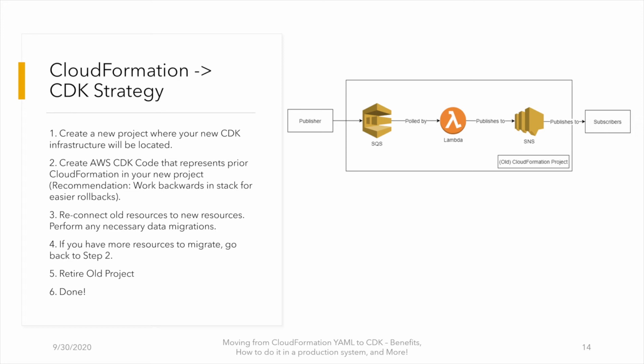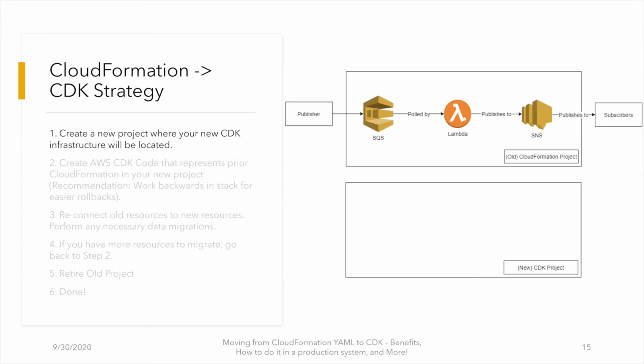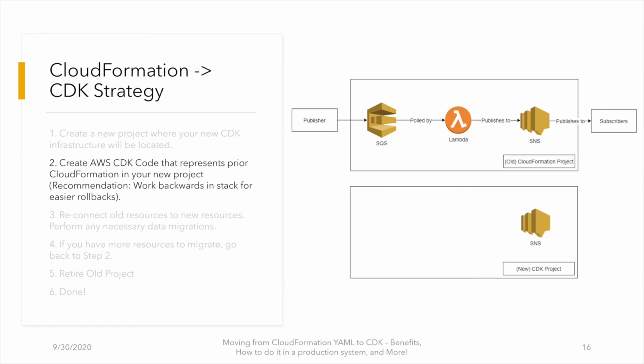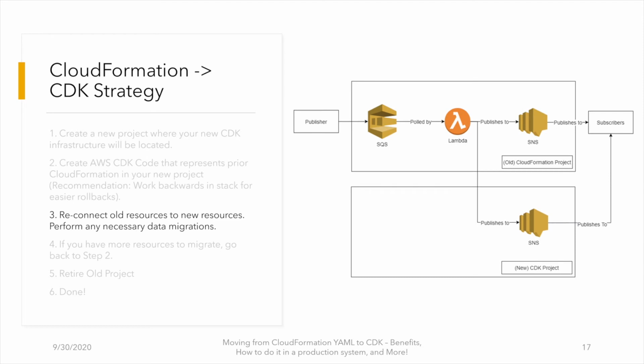Let's go through these steps with our example. Starting at step 1, let's create a new project. Step 2, we need to choose an AWS resource to move over. According to the recommendation, this would be the SNS topic. Step 3, we want to connect our new topic to our existing infrastructure.